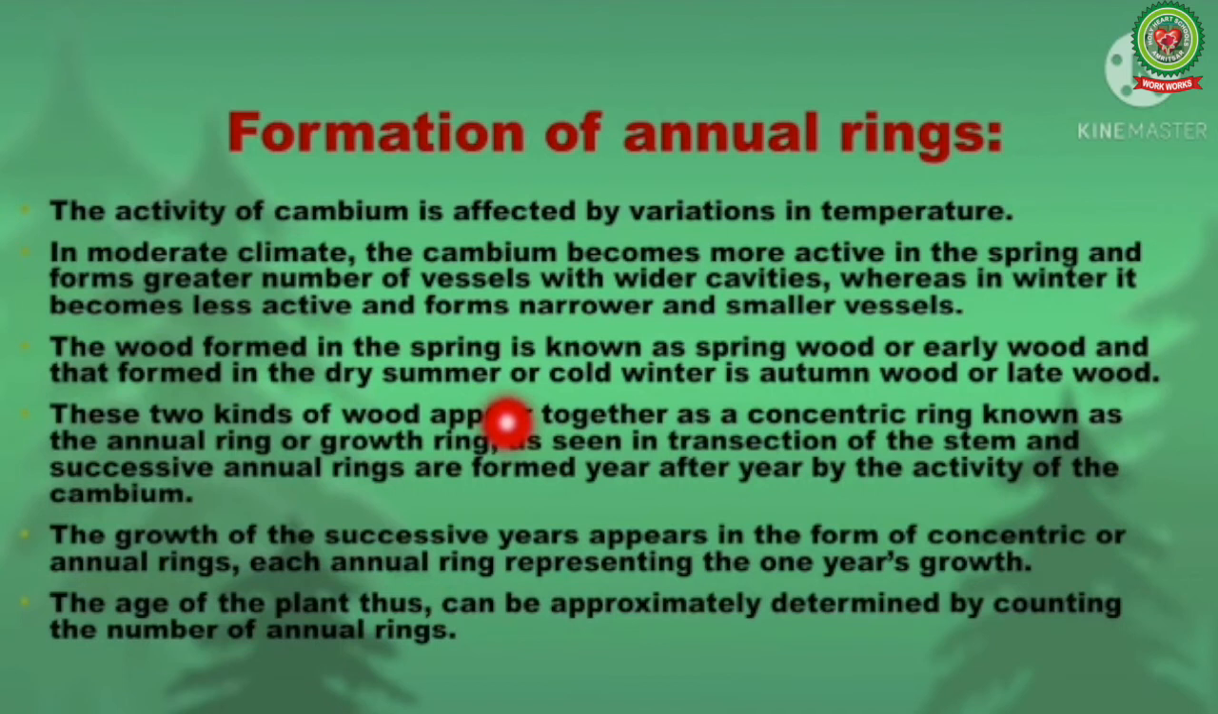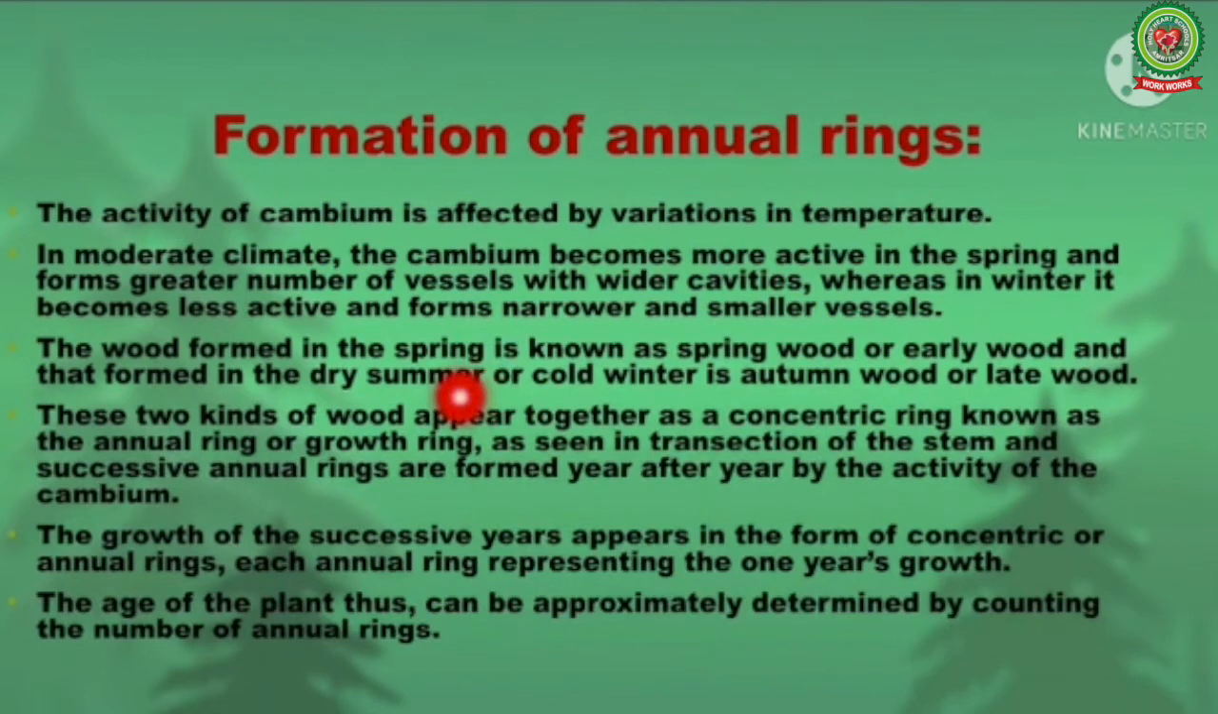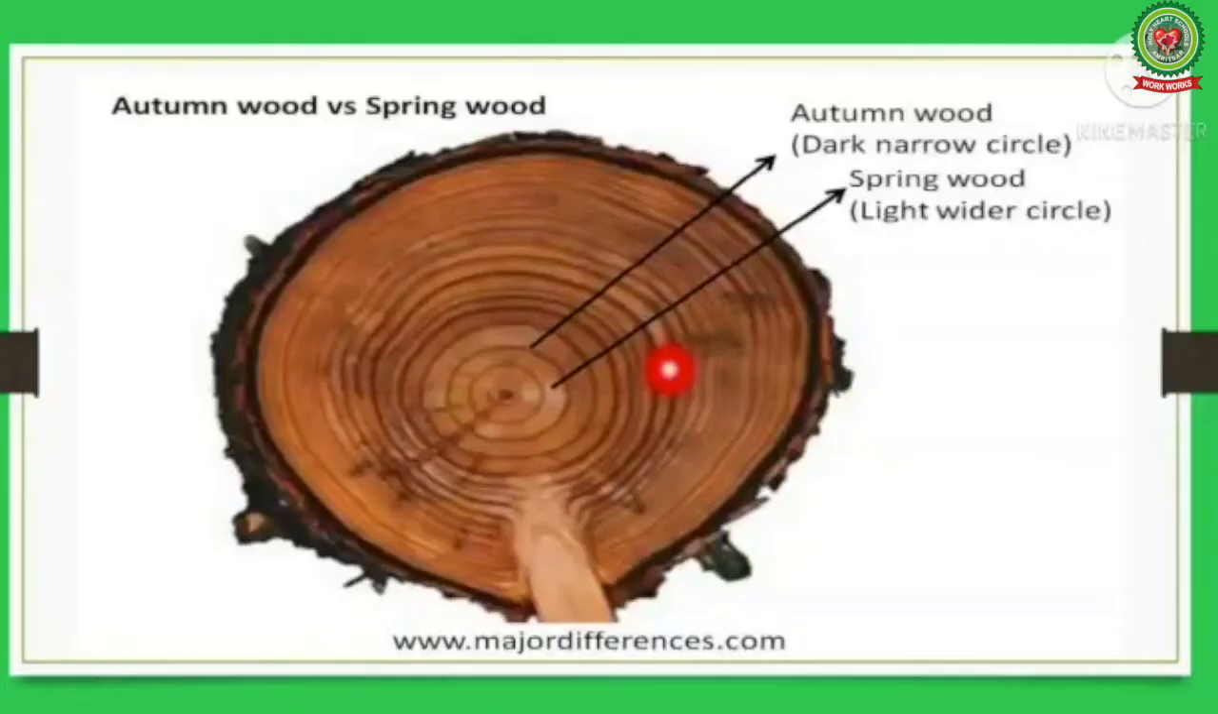The activity of cambium is affected by variations in temperature. In moderate climate, the cambium becomes more active in the spring and forms a greater number of vessels with wider cavities, whereas in winter it becomes less active and forms narrower and smaller vessels. The wood formed in the spring is known as spring wood or early wood, and that formed in the dry summer or cold winter is known as autumn wood or late wood.